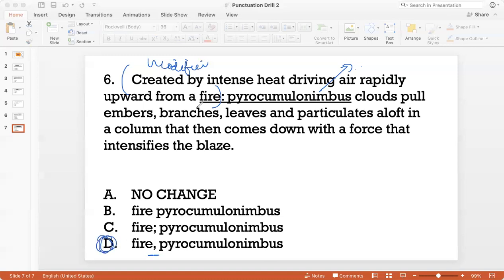A colon doesn't make sense because a colon can only come at the end of a complete sentence. And this part is not a complete sentence, so A is out. I definitely need a punctuation here because I need to show that the modifier has ended and the main independent clause has started. So B is wrong. And C is wrong because the part before the semicolon is not a complete sentence, it's a modifier. So this is wrong. So the right answer here is option D.